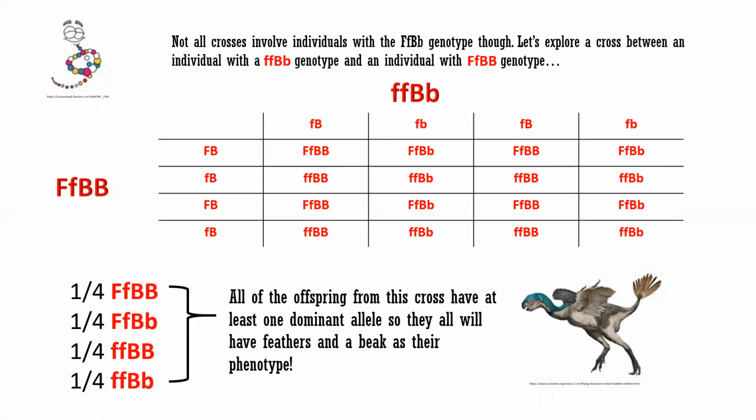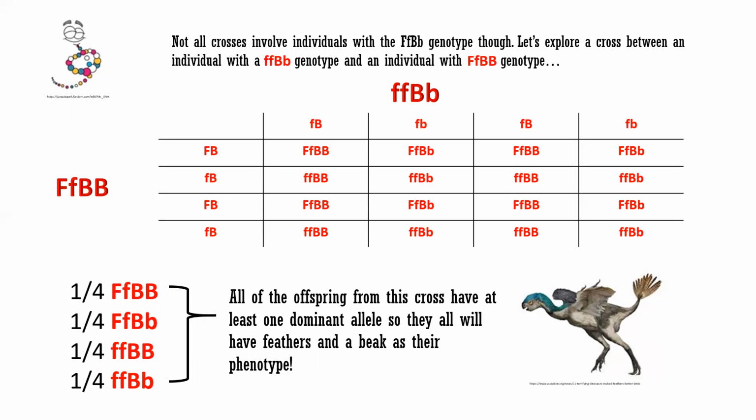Not all crosses involve individuals with a big F, big B, little b genotype, though. Let's explore a cross between an individual with a little f, big B, little b, and an individual with a big F, big B genotype. 1/4 of our offspring will have big F, big B. 1/4 will have big F, little b. 1/4 will have little f, big B, and 1/4 will have little f, big B, little b.